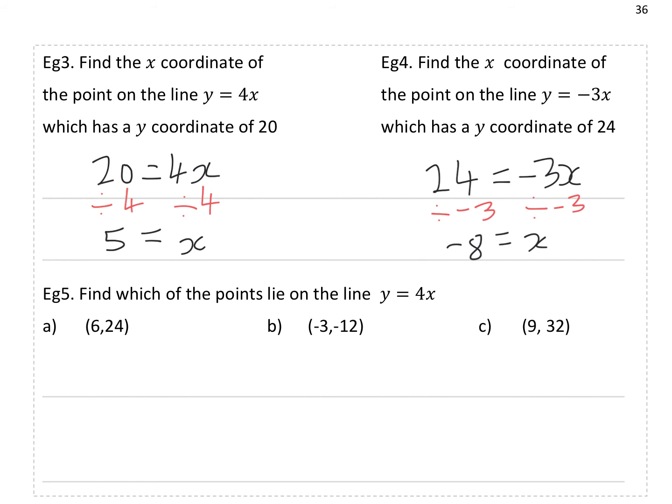Example 5, find which of the points lie on the line y equals 4x. So if they lie on the line, they should satisfy the equation. We've got the equation y equals 4x. The y value here is 24, so we can change the y to be 24. We can change the x to be 6. And is that correct? Well, the answer is yes. 24 is 6 times 4, so that point, (6, 24), is on the line.